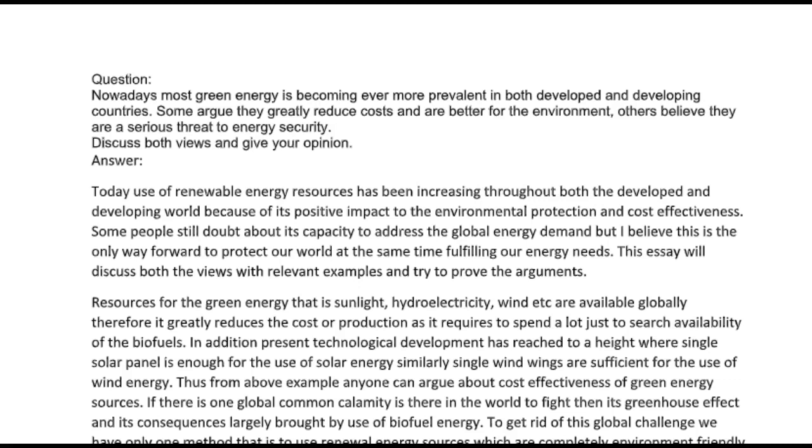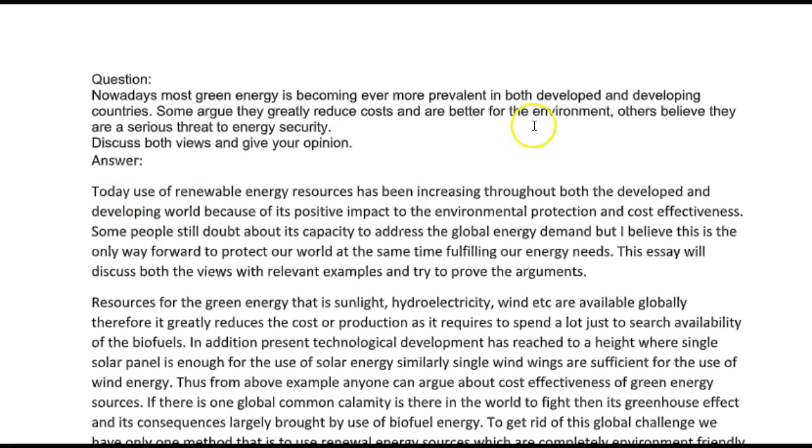Today, use of renewable energy resources has been increasing throughout both the developed and developing world because of their positive impact, because it's resources, their positive impact to the environmental protection and cost effectiveness. All right, let's think about this for a second. Okay, fine. Some people still doubt its capacity. Again, their capacity.